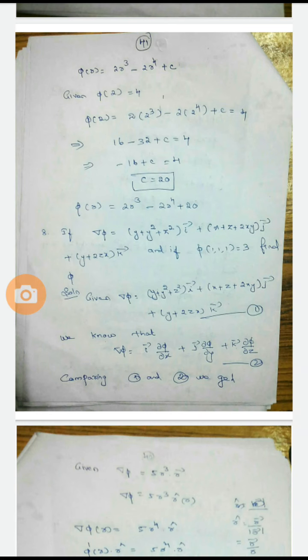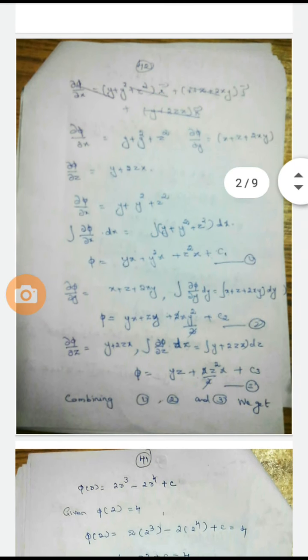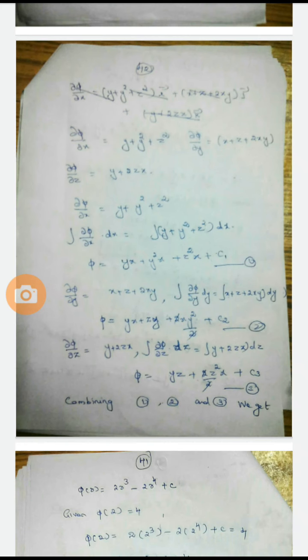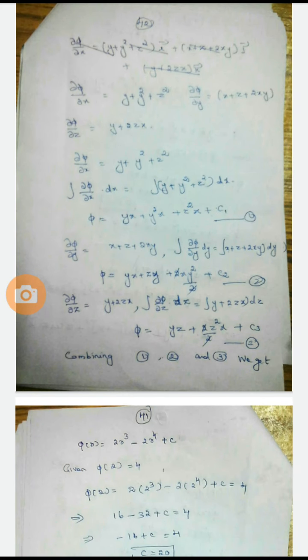Then comparing the coefficients, 1 and 2. So what we get? Dou pi by dou x is equal to y plus y square plus z square. Okay, dou pi by dou x equal to x plus z plus 2xy, dou y plus 2z. So first you take dou pi by dou x. Okay, then you take the integral with respect to x. So here the integral and differentiation get cancelled. So we get pi, here right hand side with respect to x means y into the integral of dx is equal to x. Sorry, that is dou x. So y x plus y square x plus z square x plus c1.